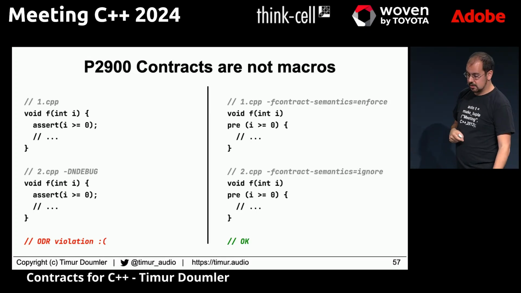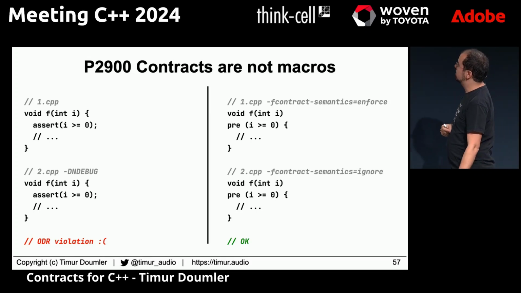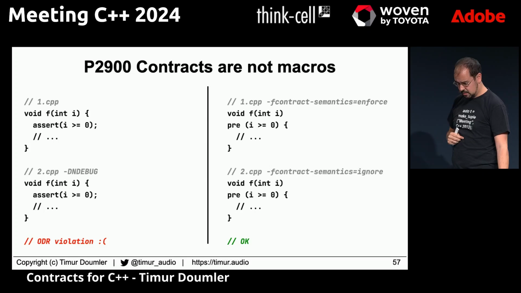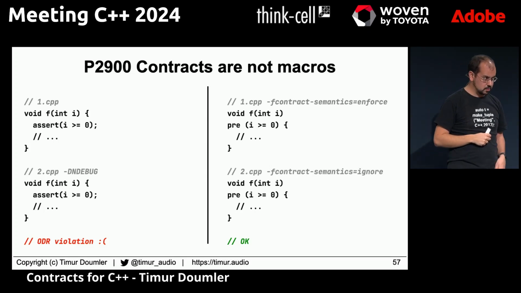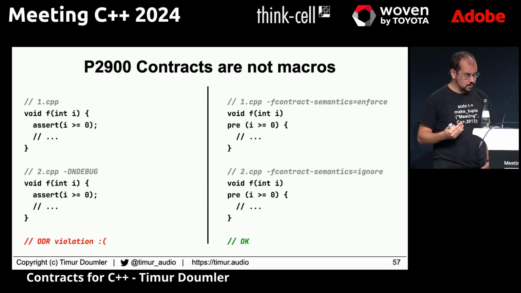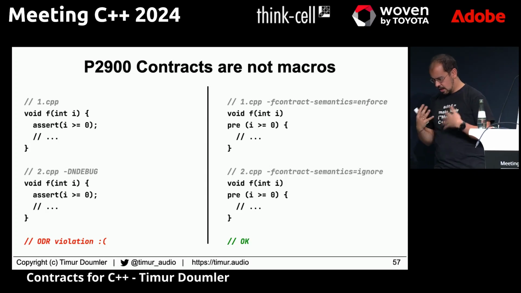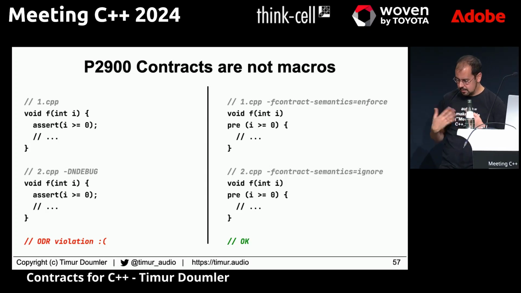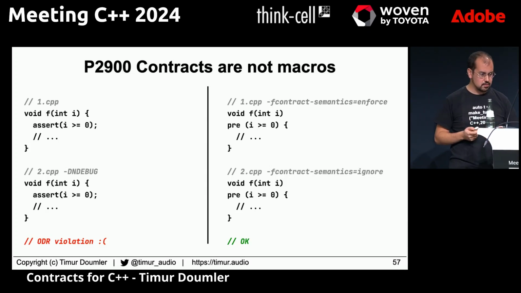With P2100, that is not an ODR violation, even though you can get very similar options here that we expect compilers to provide. But the language knows about this. It's not just textual replacement, right? So the compiler can make sure that this is going to have reasonable behavior.